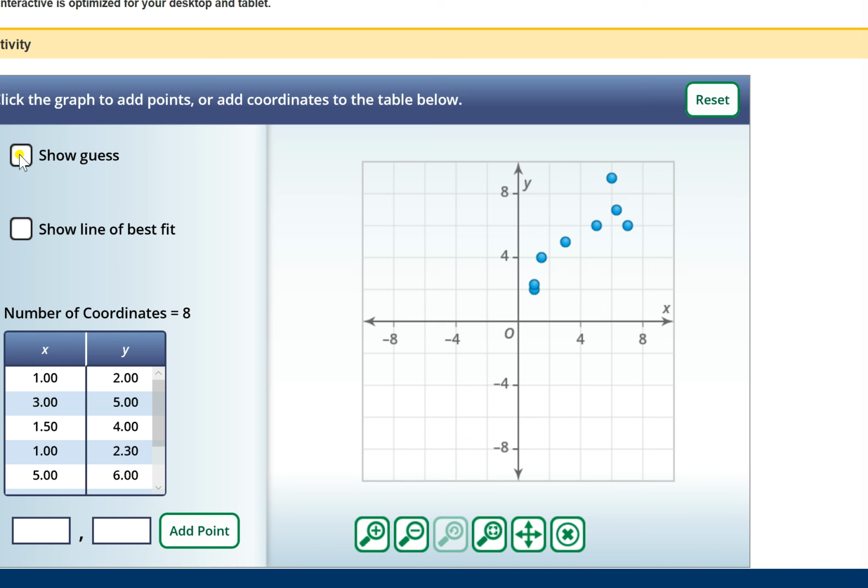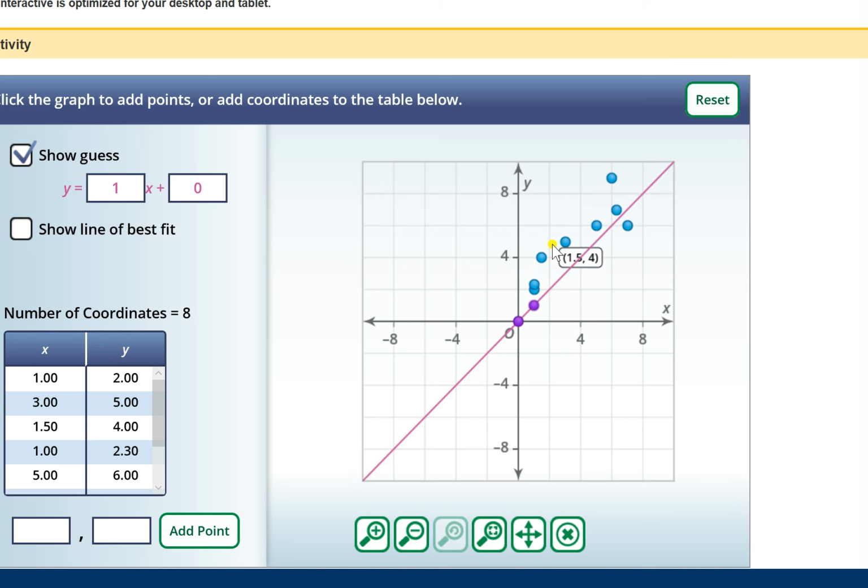Next, you're going to choose show guess. You are not going to choose show line of best fit. And what this is giving you is an equation of a line. And what you guys are going to need to do is mess with the equation a little bit to get this purple line to fit as much of the blue data as possible.